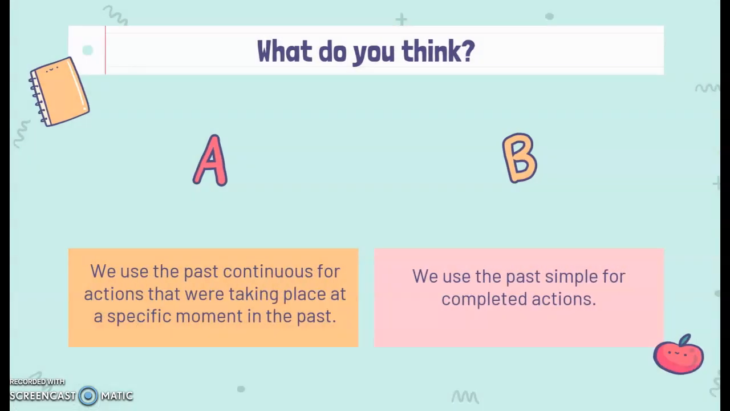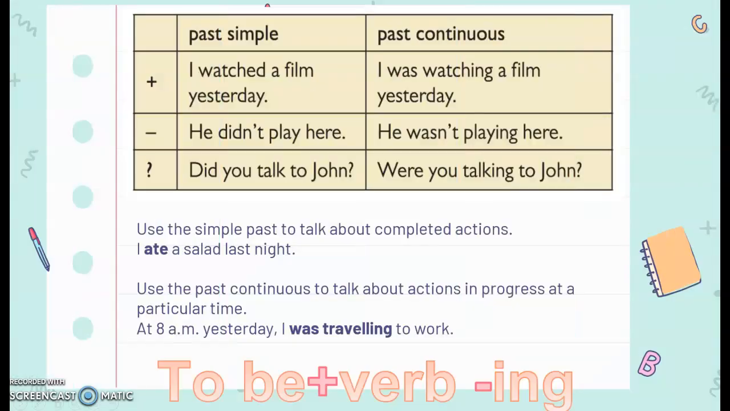What do you think? When do we use the past continuous and when do we use the past simple? We use the past continuous for actions that were taking place at a specific moment in the past, and we use the past simple for completed actions. Now let's take a look at both.